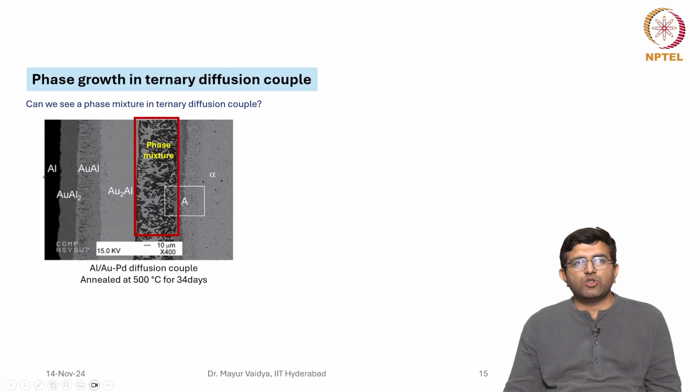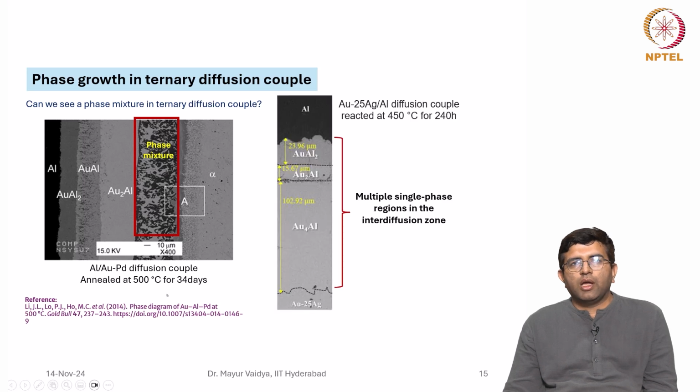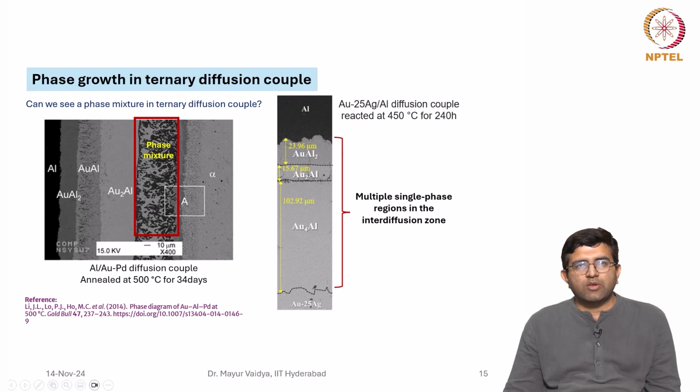So you have a diffusion couple between aluminum on one side, and gold palladium here, and you see that a region of phase mixture has developed here. Let me come back to this example in a minute, but here you see there is a phase mixture. There are 2 phases, 2 types of contrast that you can clearly see in this region. So there are single phase regions as well, but the mixture of phases also grows.